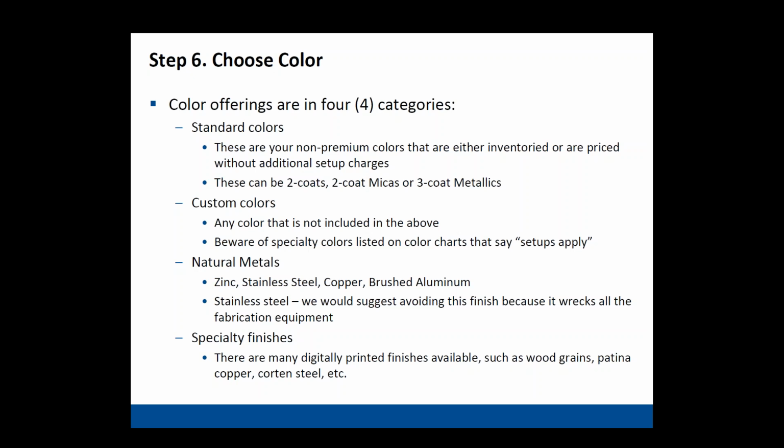Natural metals, and natural metals is the reason for the name of the product changing from ACM to MCM. Natural metals include zinc, stainless steel, copper, and brushed aluminum. If you're thinking stainless steel, please consider brushed aluminum. It's a similar look, but the stainless steel has many, many fabrication problems associated with it. As a fabricator, it basically destroys your equipment, and you get minimal cutting and routing time per bit on your CNCs. The zinc, each manufacturer has their own zinc sheet or zinc coil manufacturer that they tend to work with.